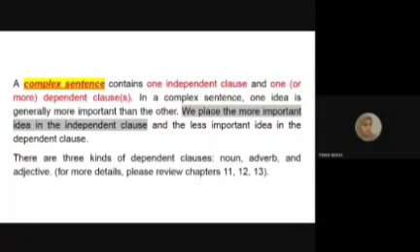So if you need to know more about the dependent clauses, you can review chapters 11, 12, and 13 for information and for practice. Of course we are not going to study chapters 11, 12, and 13, because of the shortage of time that we have.